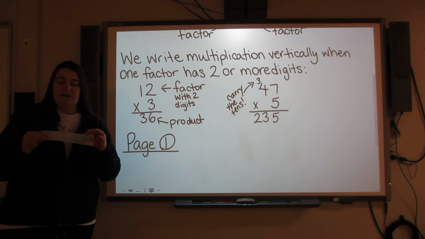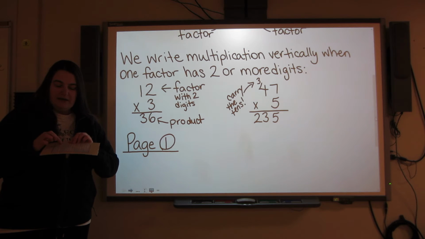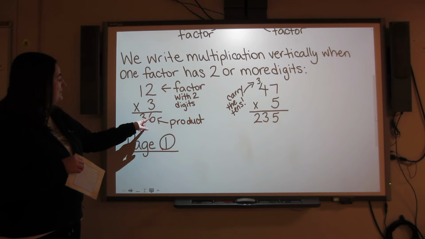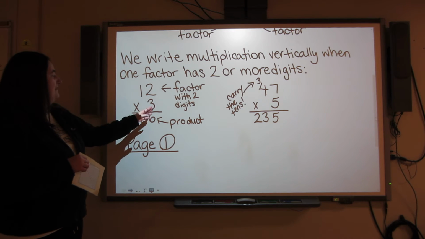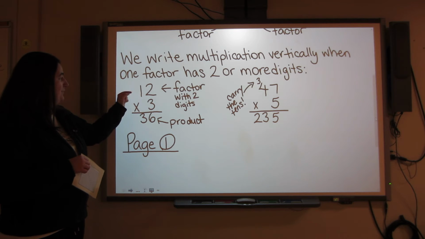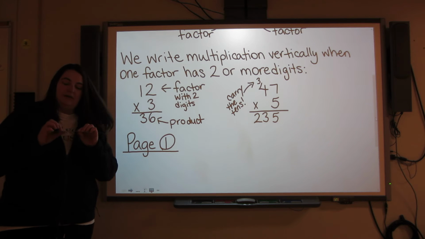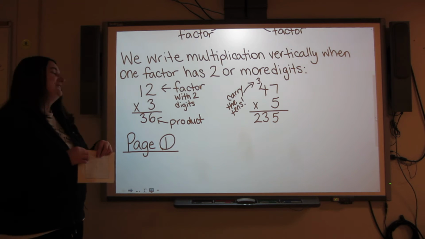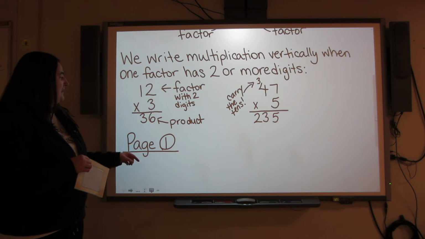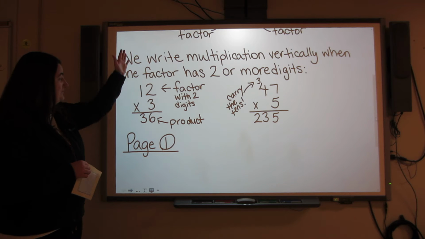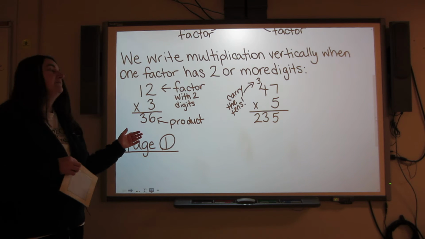You look on your multiplication chart, down the 3's until you find the answer to 3 times 2, which is 6. And then you do the tens column, 3 times 1. So if you don't know, you look down the 3's till you get to the 1, and now that's 3. So you put your 3. Here's your product. Here's your factor that has 2 digits, which is why we're writing them vertically.